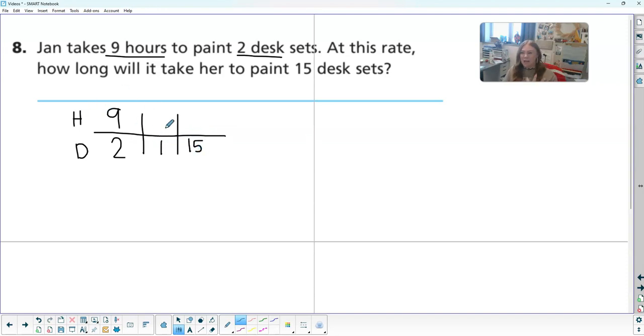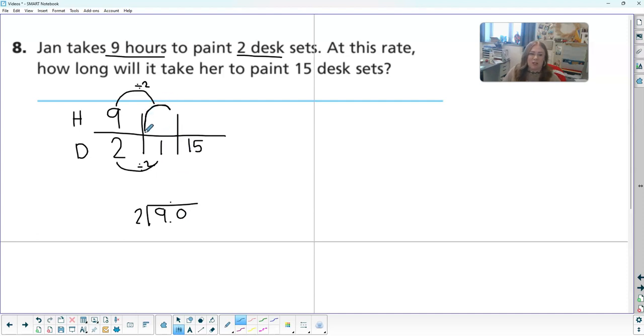So we're going to apply the unit rate. So how do I get from 2 to 1? I divide by 2. How do I get from 9? We're also going to divide by 2. 2 doesn't go in there perfectly. It's going to have a decimal with it. So if I add that 0 and that decimal there, now it will go in there nicely because now it ends in an even number. So I put this here.